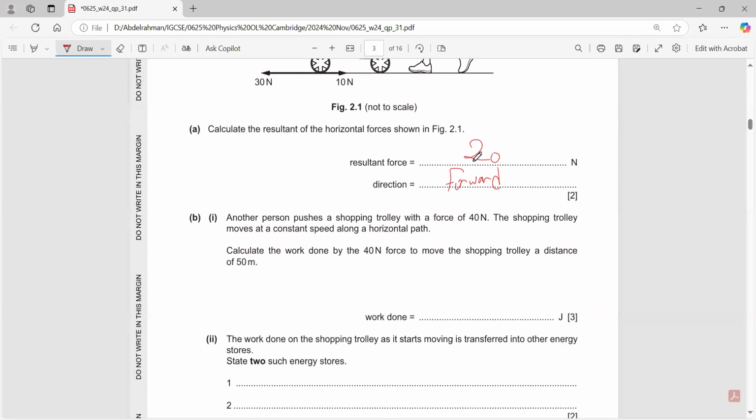Another person pushes the shopping trolley with a force of 40 newtons, a distance of 50 meters. Can I find the work done? Yes, work done equals force times distance moved. What is the force? Force is 40, and the distance moved is 50, so 40 times 50 is 2,000 joules. Yes, thank you. 2,000 joules.